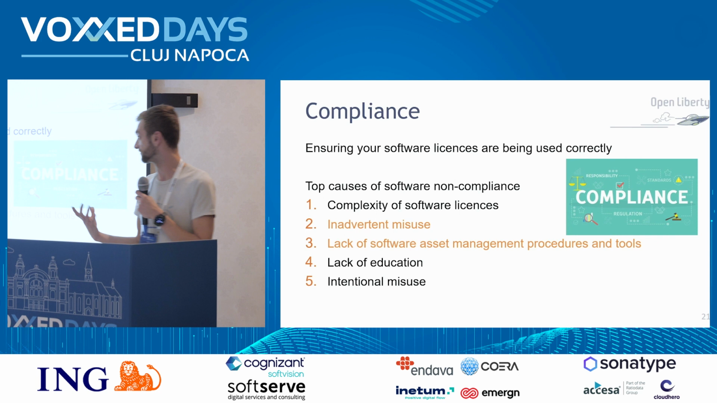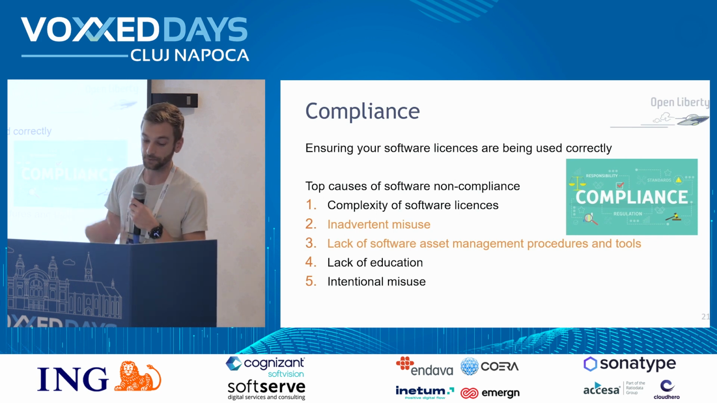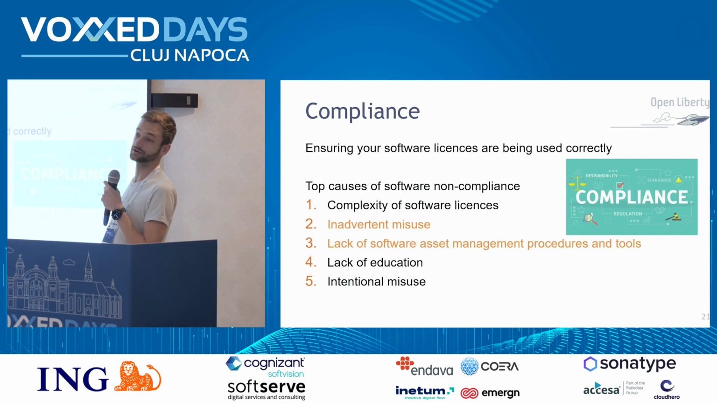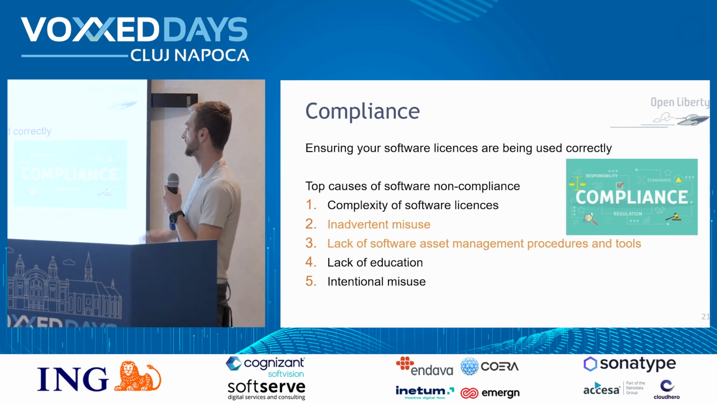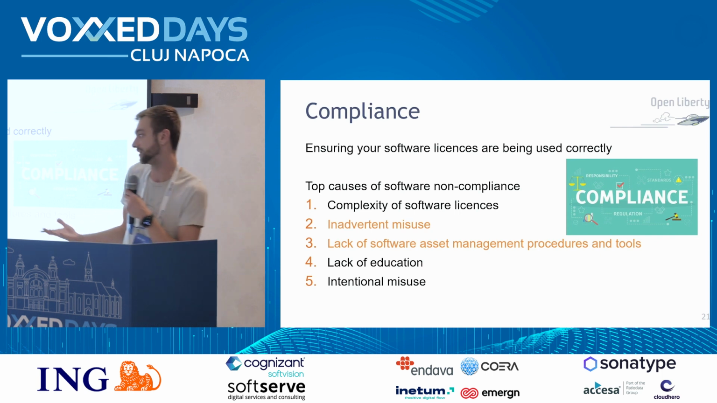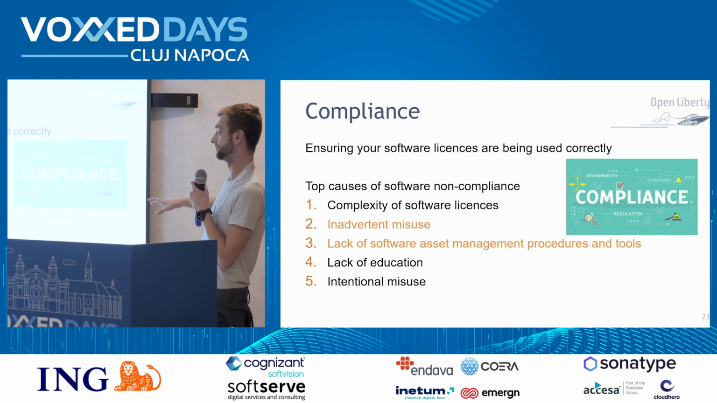So the first thing is compliance. What is that? Well, basically ensuring your software and licenses are used correctly. The top causes of software non-compliance are complexity, inadvertent misuse, so not knowing you're using the wrong licenses, lack of software asset management procedures and tools. So if you don't have those in your corporation, you could just use a license and not know you're breaking the law or breaking any terms of your contract. Also lack of education and internal misuse.